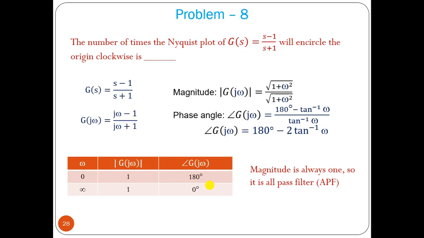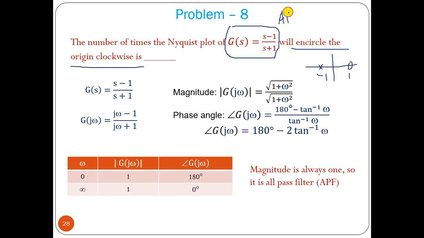Now let us solve the last problem. The number of times the Nyquist plot of this transfer function will encircle the origin clockwise is what value? Now what is this type of system? Here we have a pole at s = -1 and a zero at +1. So this is an example of an all pass filter, pole equal to 0. Pole equal to 0 means P equal to Z is not going to encircle the origin.